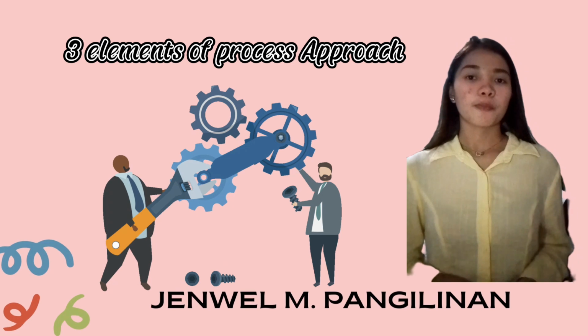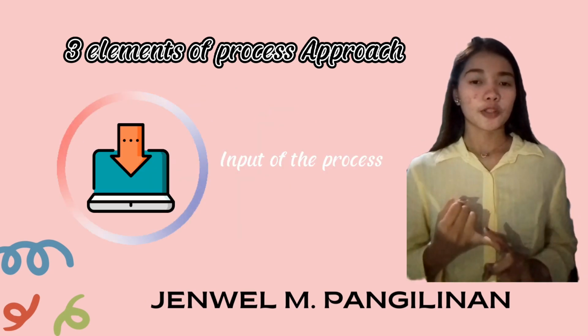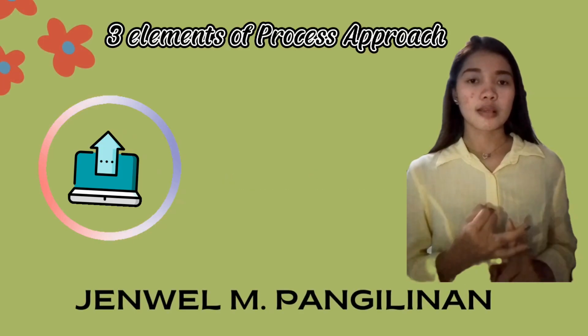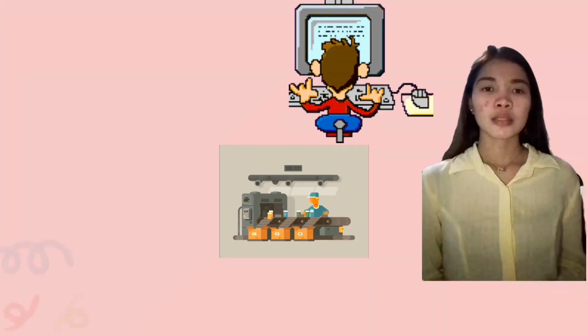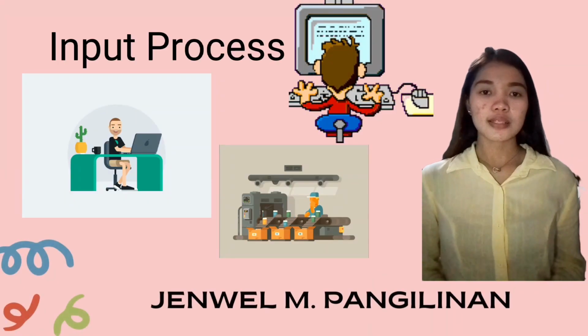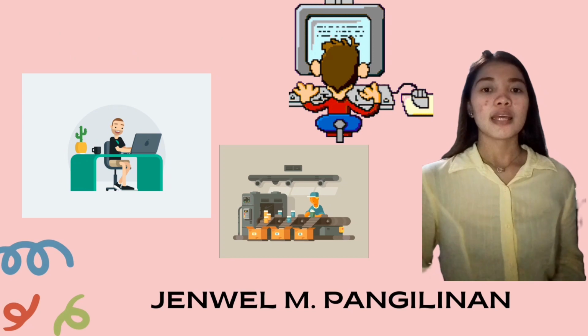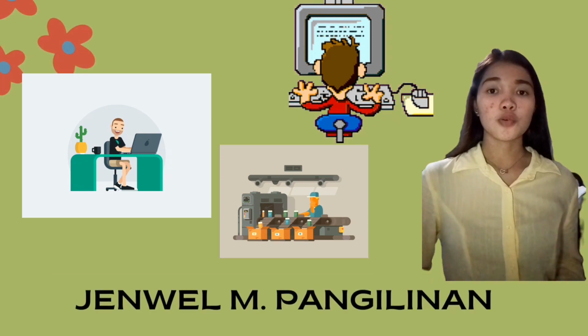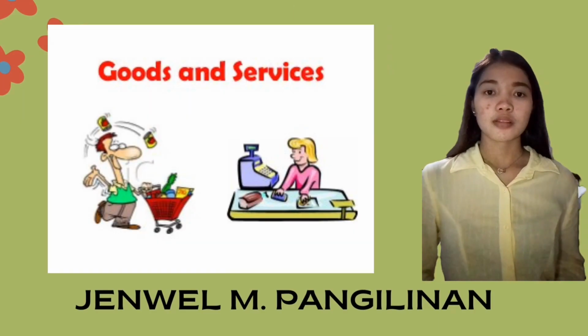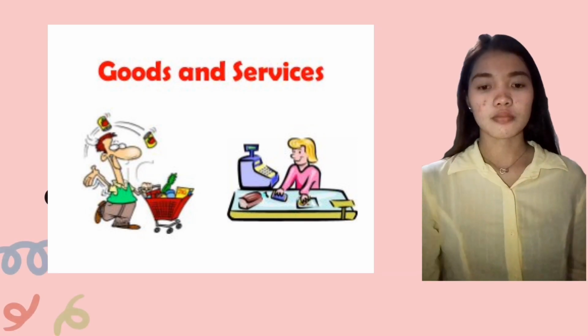There are three elements of the process approach. These are the input of the process, the output of the process, and lastly, the process or task. And now let's talk about what the input process is. Inputs are any resources used to create goods and services. It is a process to achieve a successful result.